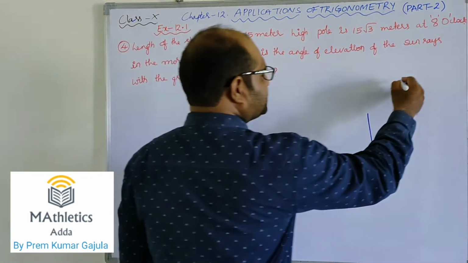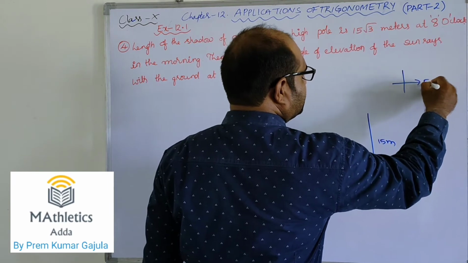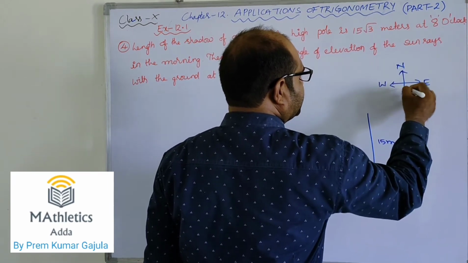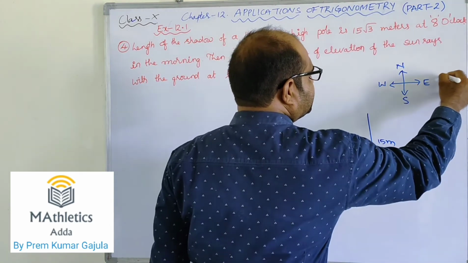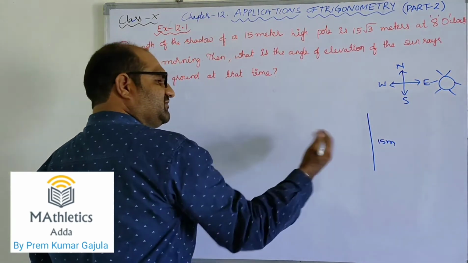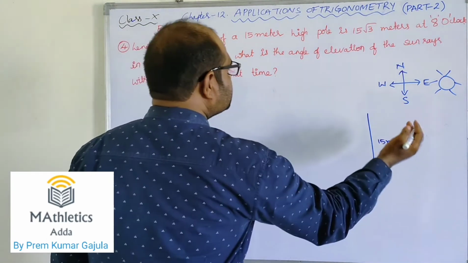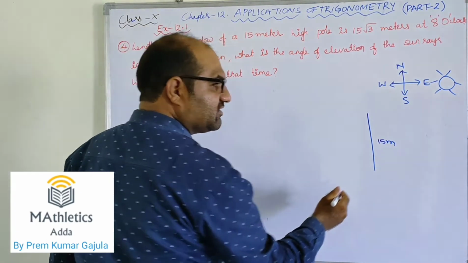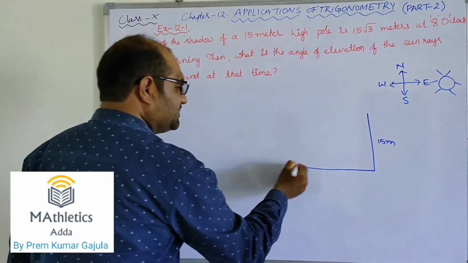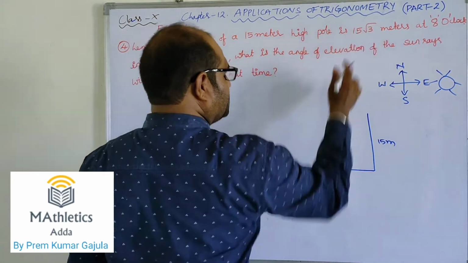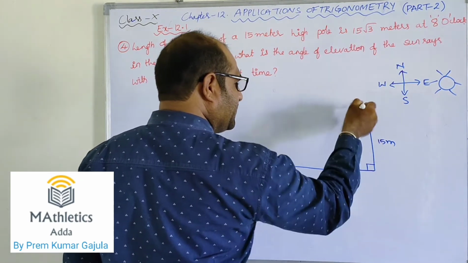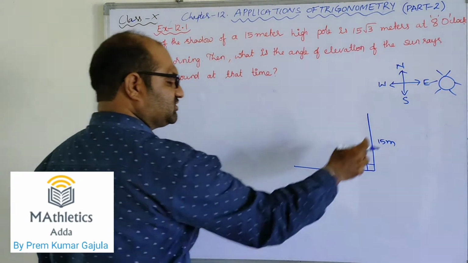So it is in the morning time. So generally the directions are these. Morning time means the sun will be on the east side, so the shadow will fall on the left side. Okay, so I am taking the shadow. Shadow will fall on the sky or ground? Ground. So I am taking the shadow here. What is the length of the shadow? 15 root 3. So the shadow and the height of the pole, both are perpendicular.